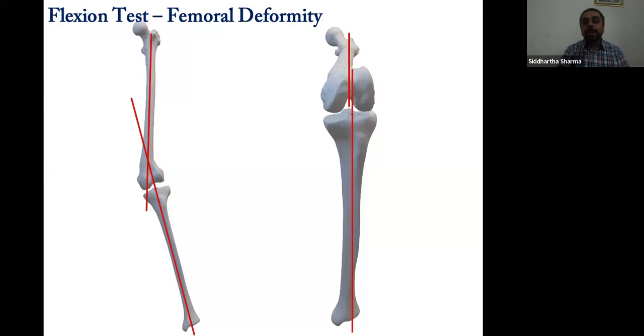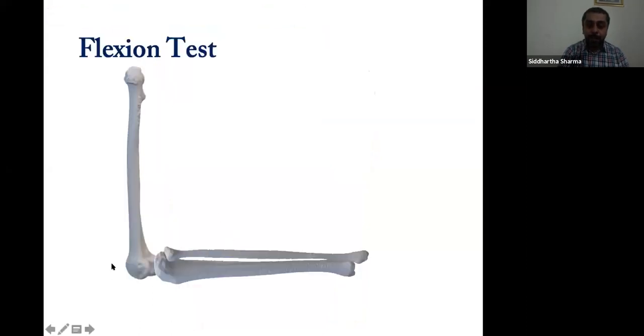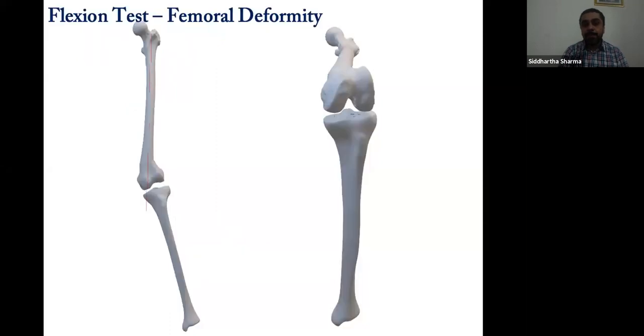Mind you, if there was a deformity of the posterior tibial condyle also, let me go back to this slide. If there was a deformity of the posterior tibial condyle, this test can be falsely interpreted. So this is one of the prerequisites of the flexion test. You should have no deformity of the posterior femoral condyles.